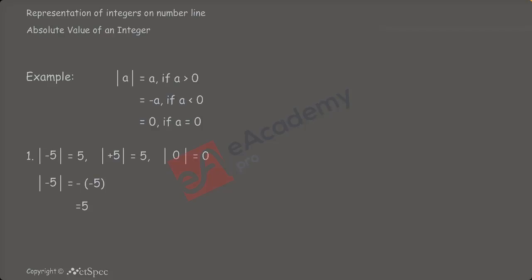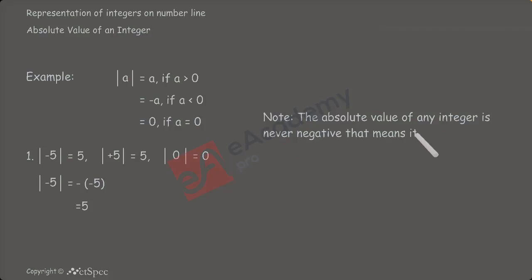What we can conclude from this is that the absolute value of any integer is never negative. That means it can be positive or it can be 0. As we have already discussed the definition of modulus, we need to be very careful in the case of negative integers. Otherwise, we can just apply the definition and neglect the sign and write the result.